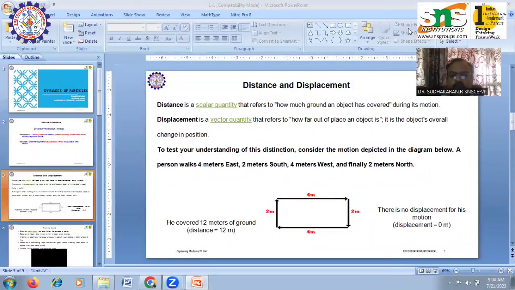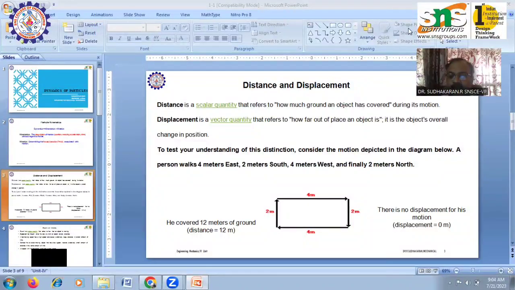Now here is an example to differentiate between distance and displacement. We can take a person. He walks 4 meters towards east and then 2 meters towards south and again 4 meters towards west and finally 2 meters towards north. Now, the total distance covered by this man is the sum of all the distances he has moved, that is 4 plus 2 plus 4 plus 2, which is equal to 12 meters.